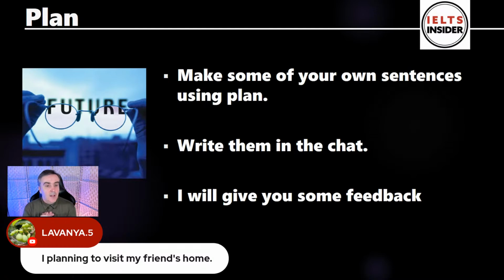Lavanya is coming in with a lovely sentence. Now, here, I planning. Now, if we've not got the be verb, we cannot use ing. Now, in this state, you could say, I plan to visit my friend's home. I plan, or I am planning, but not I planning. Okay, so there's two options here. I plan to, or I am planning to.